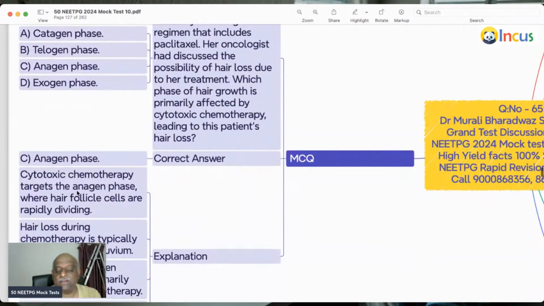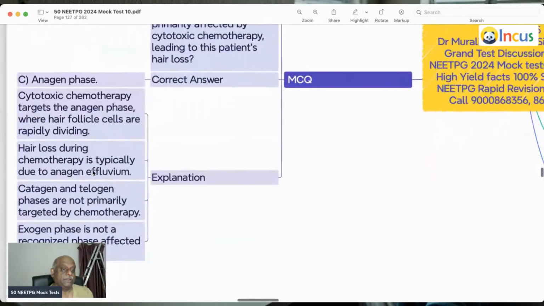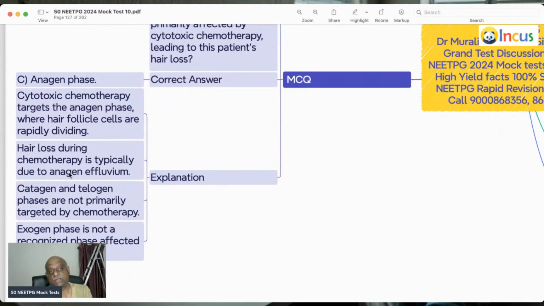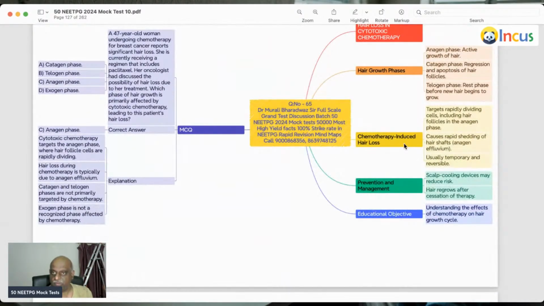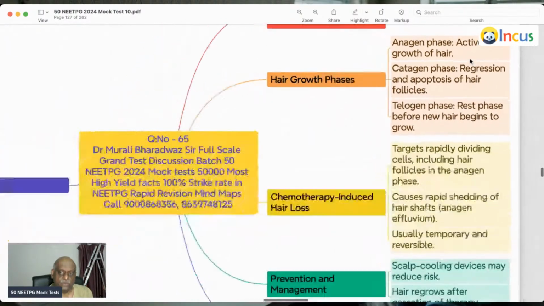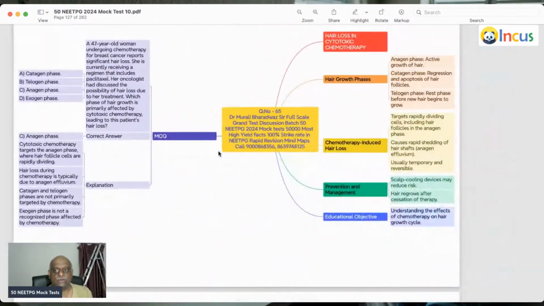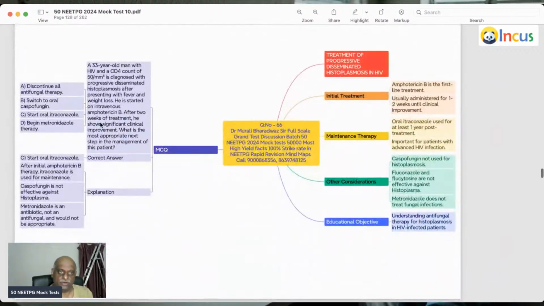So whenever you are giving cytotoxic chemotherapy, why will there be development of alopecia? Because it targets the anagen phase, where follicle cells are rapidly dividing, is what you need to remember. So hair loss during chemotherapy is typically due to anagen effluvium. Anagen phase, catagen phase, telogen phase, everything you should be very sure about, doctor.